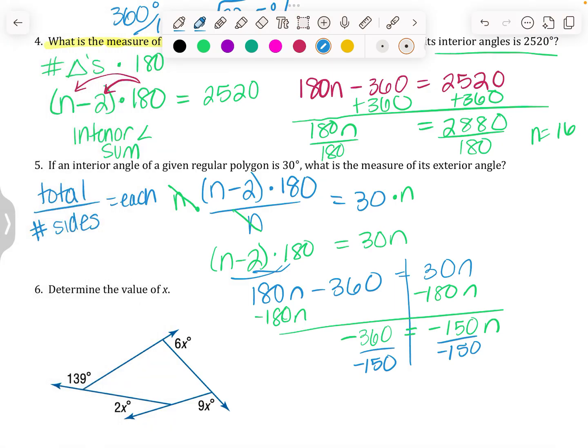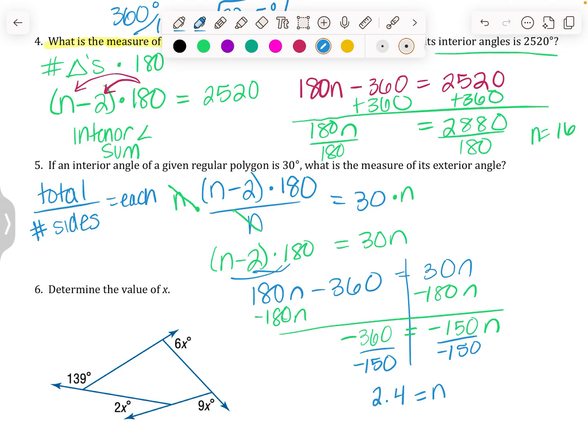If the interior angle of a given polygon is 30 degrees, it doesn't make sense for it to have 2.4 sides. What did I do wrong? The interior angle is 30. What's the measure of the exterior angle? 2.4.